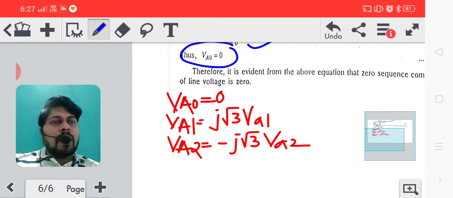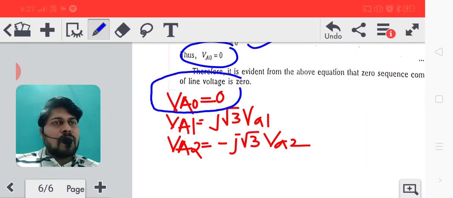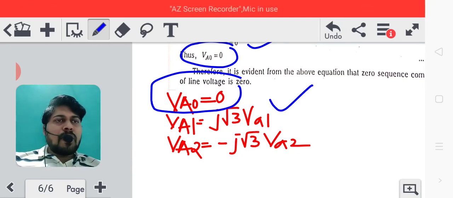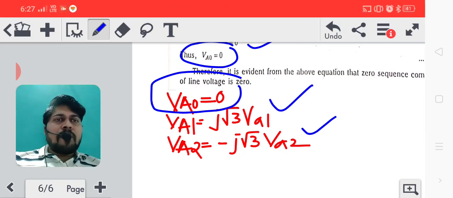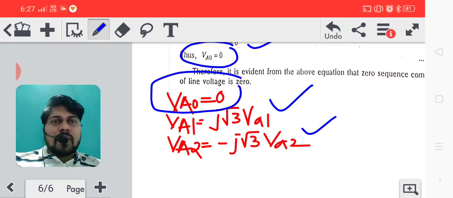Finally, I can write all the three expressions. We found VA0 is equal to 0. We found VA1 is equal to j root 3 into Va1. We found VA2 is equal to minus j root 3 into Va2. So these are the relations between the line sequence voltages and the phase sequence voltages in a star connected system.